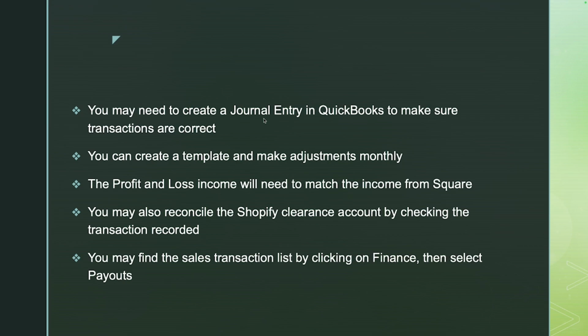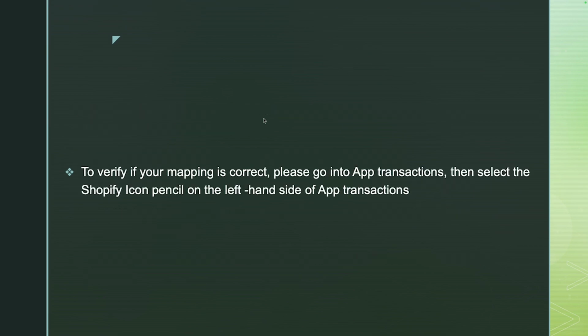How do you get that information? You need to find the sales transactions list by clicking on Finance, then selecting Payouts, okay? To verify if your mapping is correct in Shopify, that's very important.